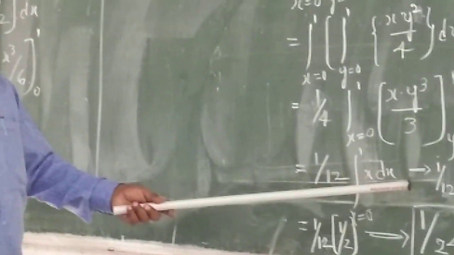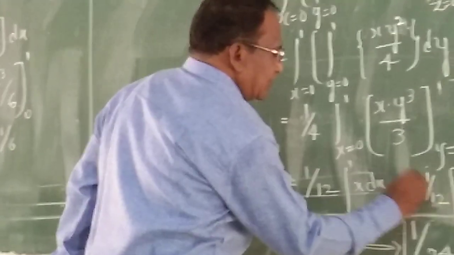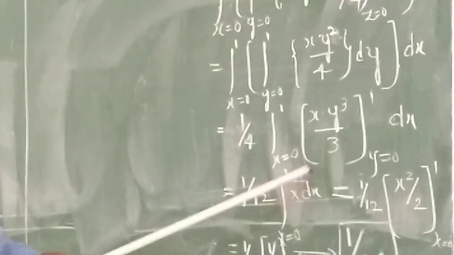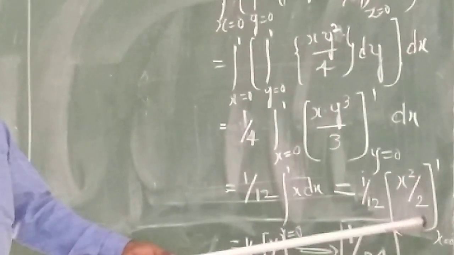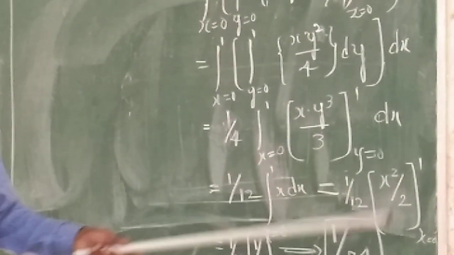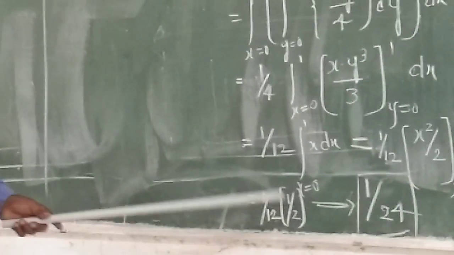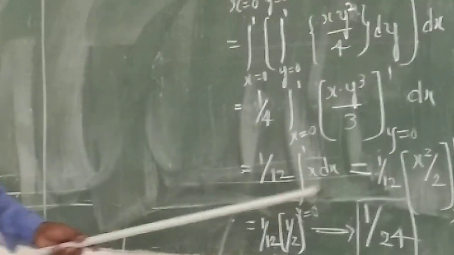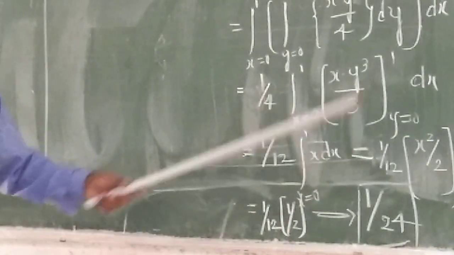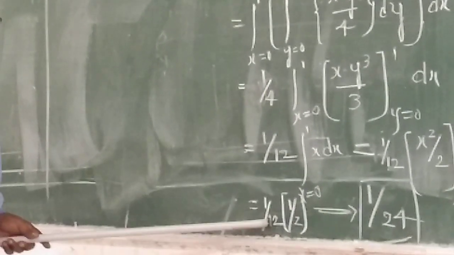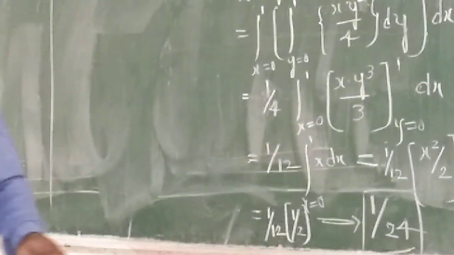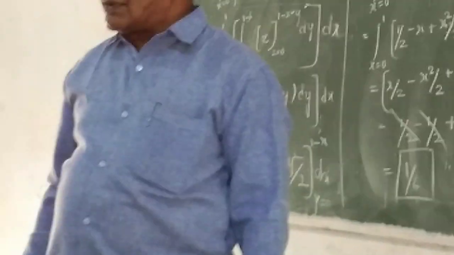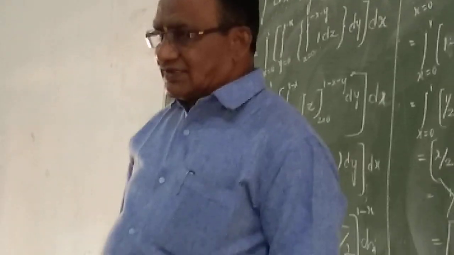And now integration of this is equal to what? 1 by 12, carry that as it is. Integration of x with respect to x is x squared by 2. And the limits are from x is equal to 0 to 1. And substituting these limits, 1 by 12, carry that as it is. If I put x is equal to 1, 1 by 2, if I put x is equal to 0, it is 0. 1 by 12 into 1 by 2 is equal to 1 by 24, the answer. Okay. Similarly, let us take up some more examples here.